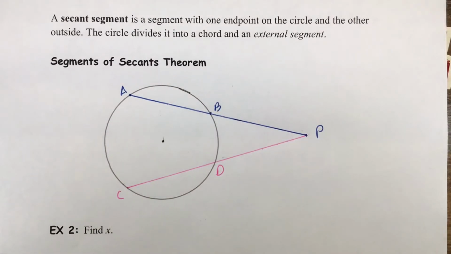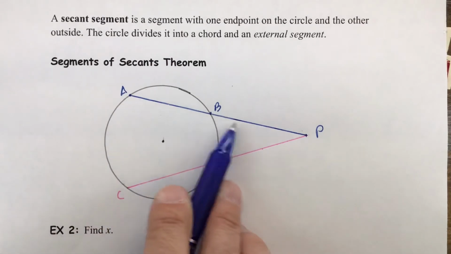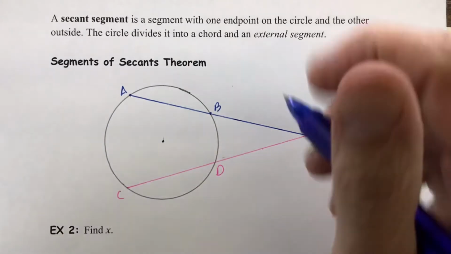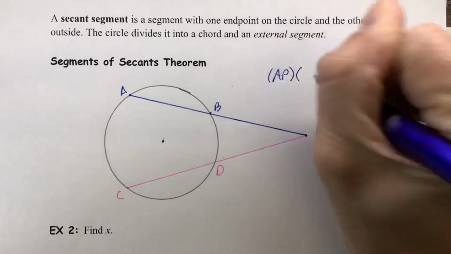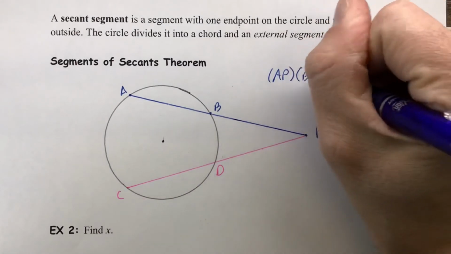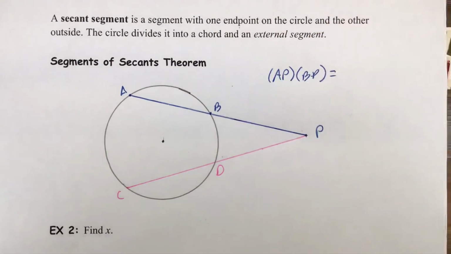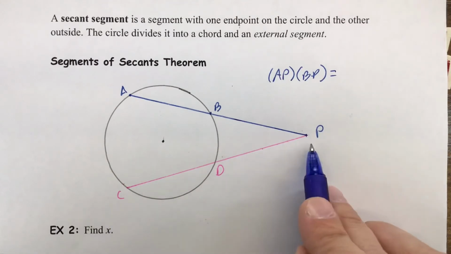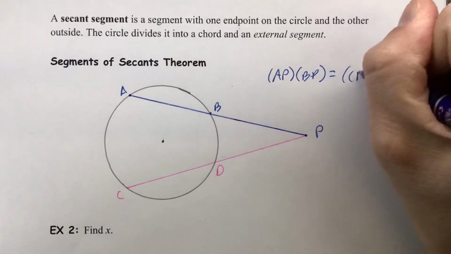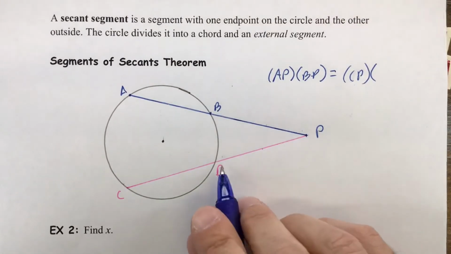The theorem here is going to be a little bit different than the last one, but also a little bit similar. It is going to involve two products being set equal to each other. But the products are not going to be the broken up parts that we have from our secant segment. Instead, what it is going to be is the entire length, AP, multiplied by the outside portion, by the external segment. Okay, and that's going to be equal to the entire length here, CP, and the outside part, DP.